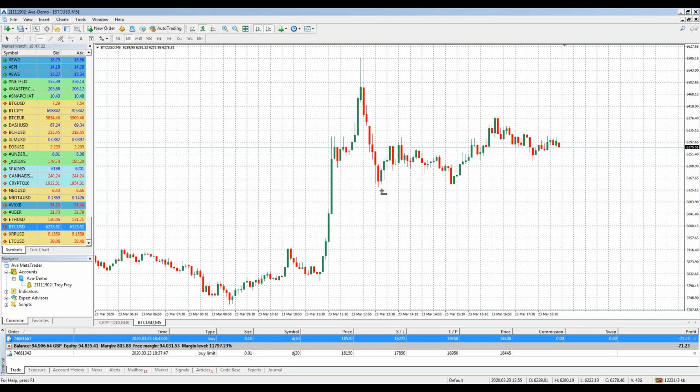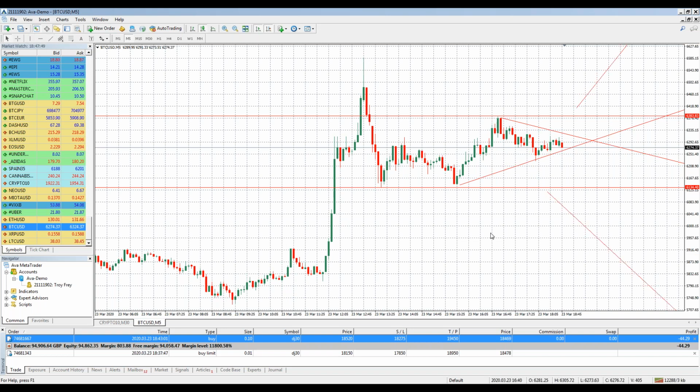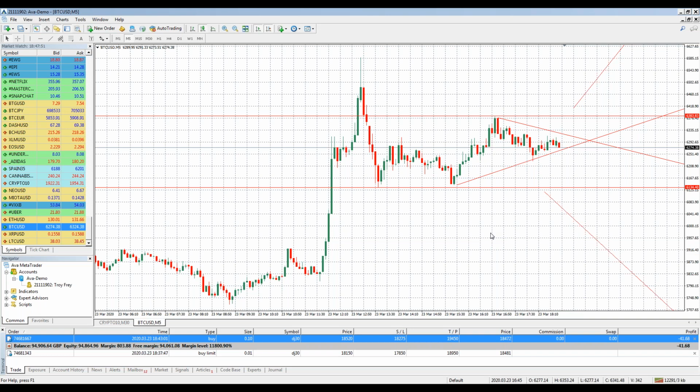Something has to give, right? Because there's a support level. Here's a resistance level. The market is tightening. Okay. By tightening, I mean the low points are getting higher, the high points are getting lower. The market's tightening. Okay. Eventually, we're going to get a breakthrough one way or the other.